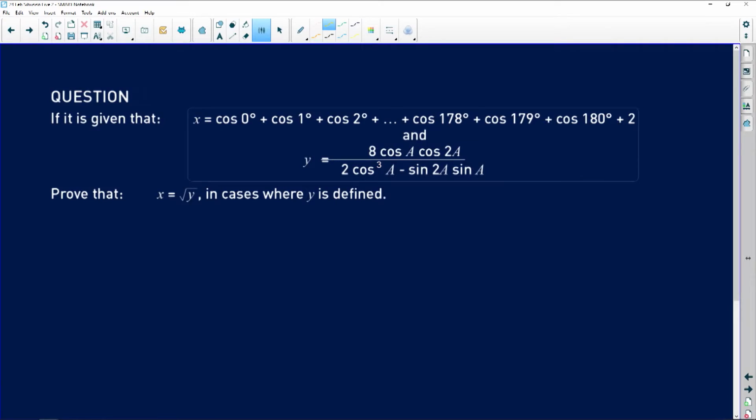So I'll begin first of all by putting x and saying x is given to us as cos of 0 degrees. X is equal to cos of 0 degrees. Cos 1 degree is also added there. There's cos of 1 degree. Cos of 2 degrees, there's cos of 2 degrees plus. There's a lot of stuff going on there.